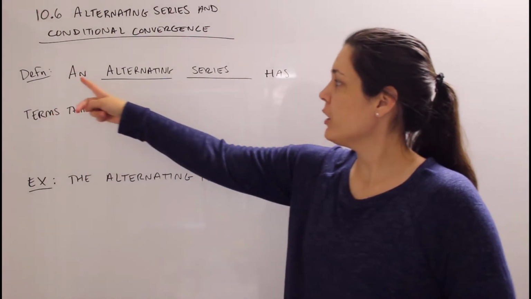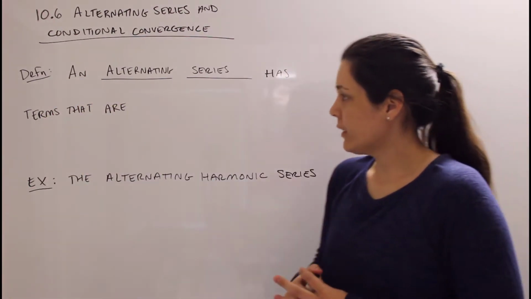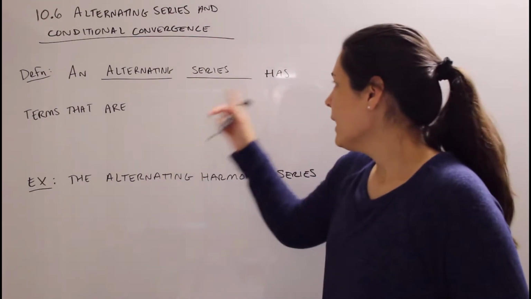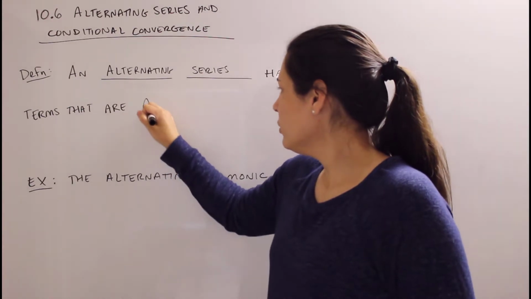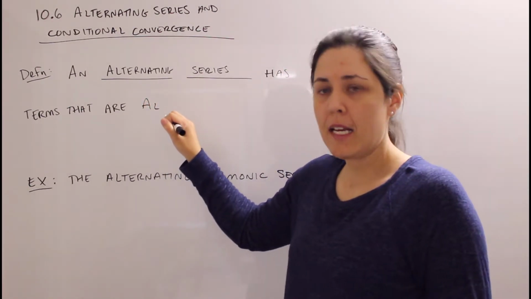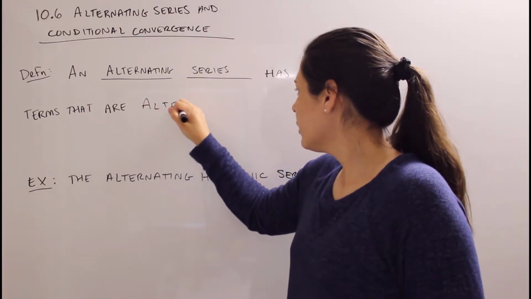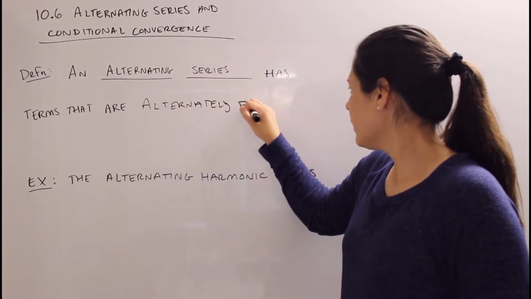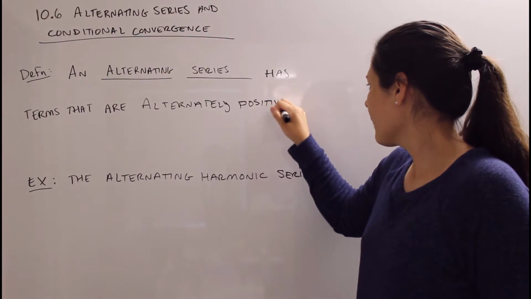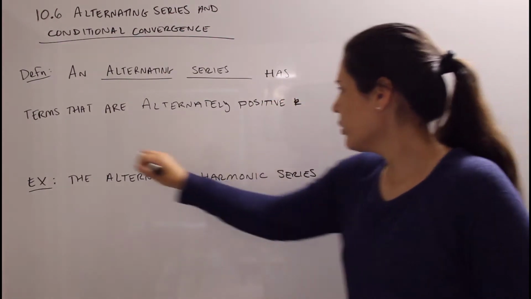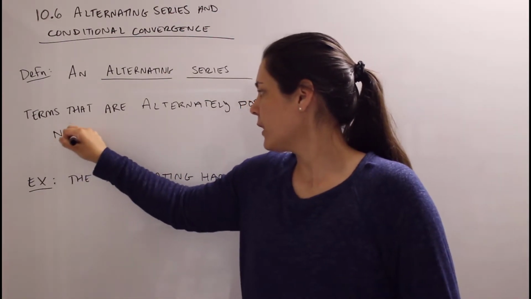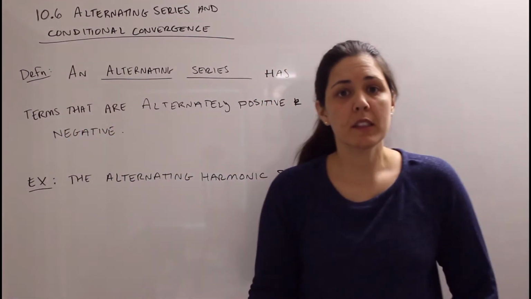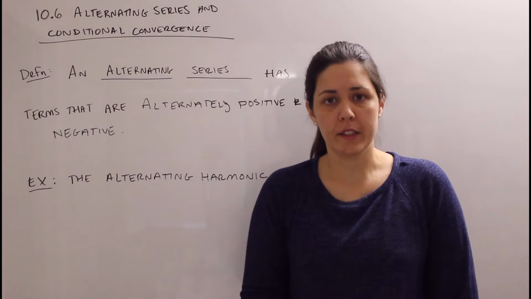So by definition, an alternating series, so you might already kind of guess where I'm going with this, has terms that are alternately positive and negative. So if one term is positive, the next term is negative, and vice versa. Okay, so that's what it's called, an alternating series.